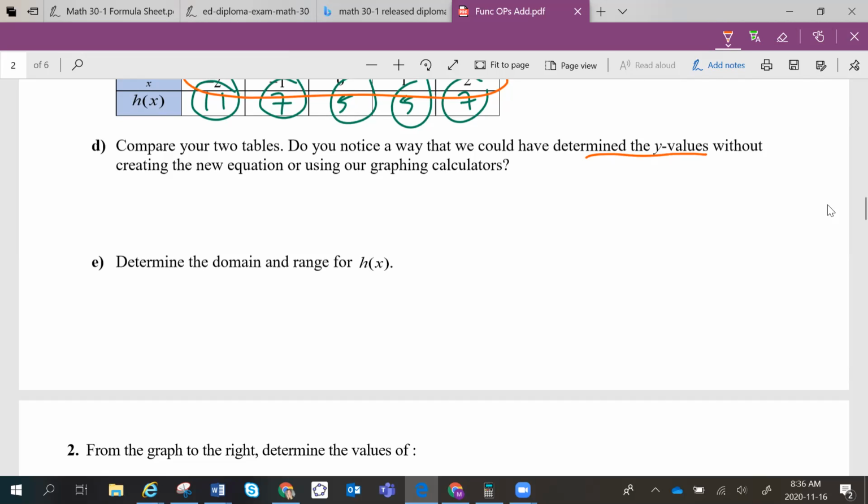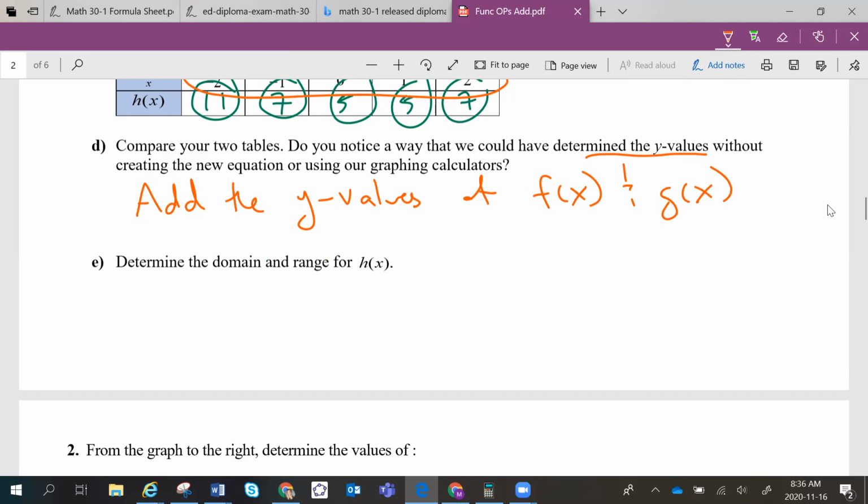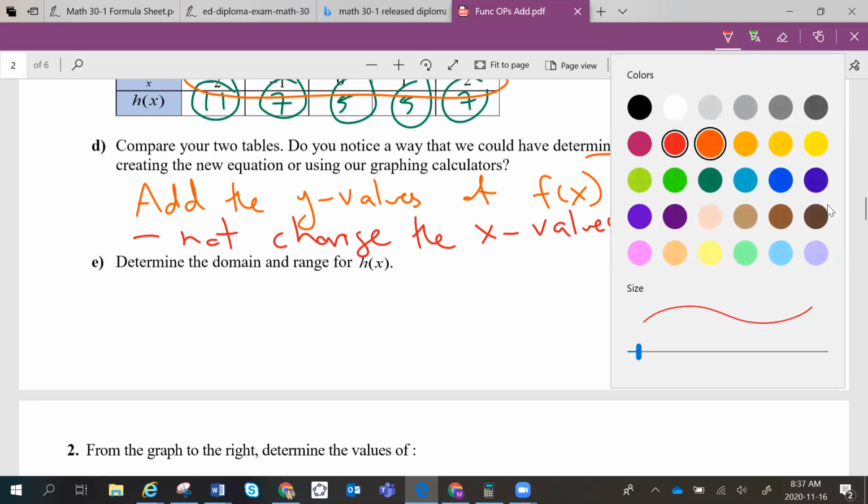Yes. All we had to do was add the y values of f at x and g at x together. That's it. I want to make a big note here. We did not change or add the x values. We only added the y values. There it is. Easy. Now, what's our new domain and our new range?